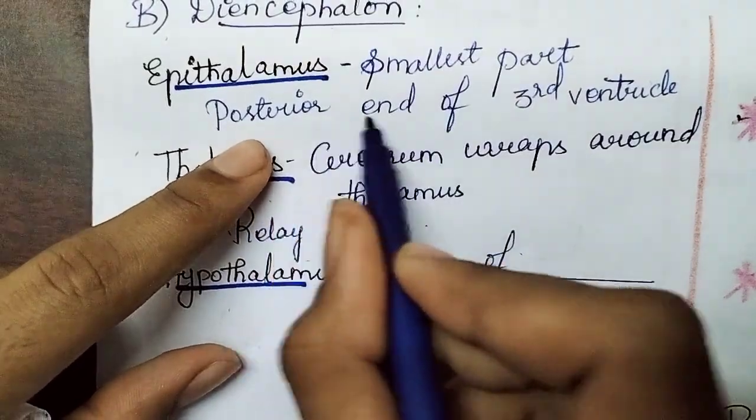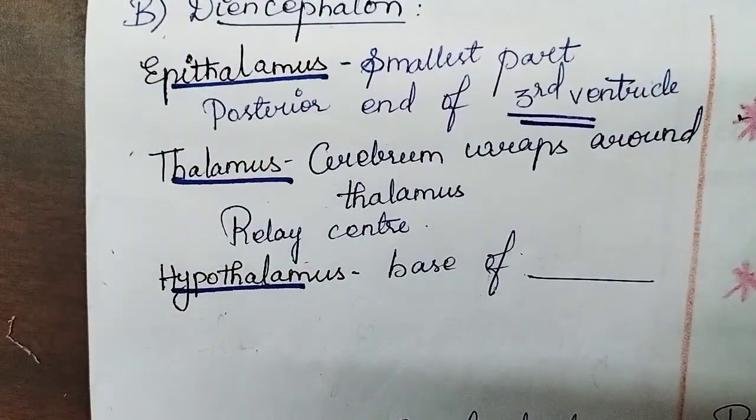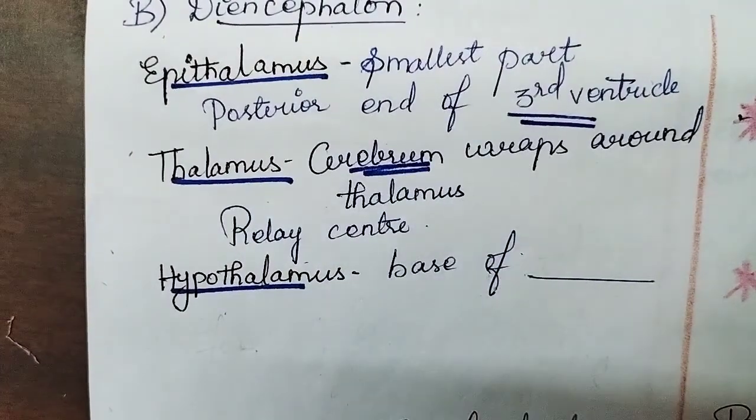So what is the posterior end of the third ventricle? It is the epithalamus. Okay, thalamus. The cerebrum wraps around the thalamus.